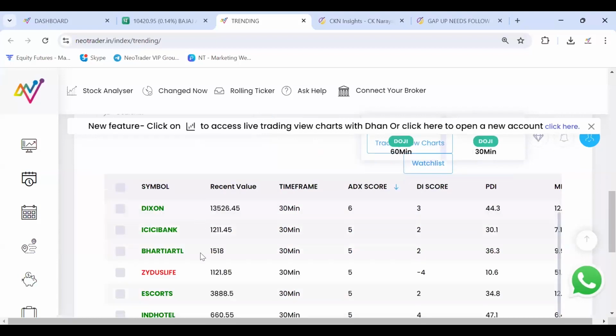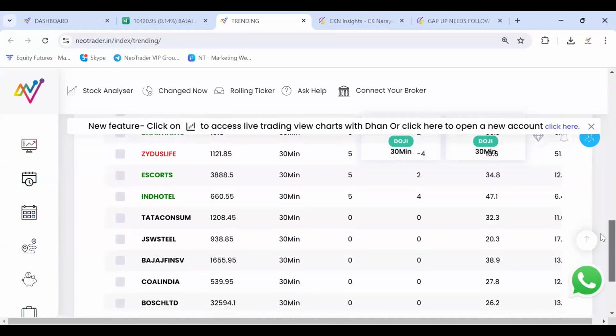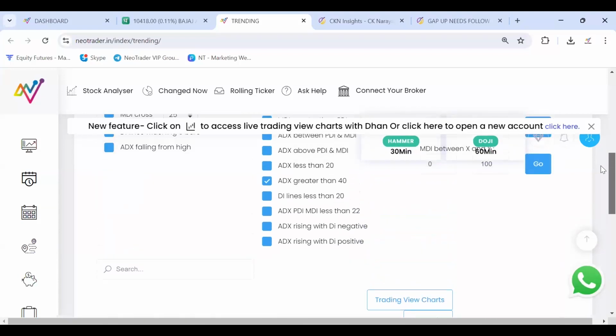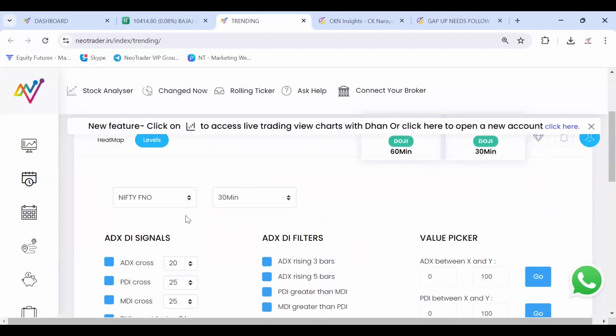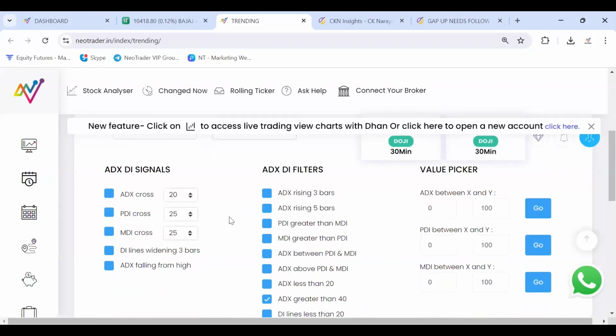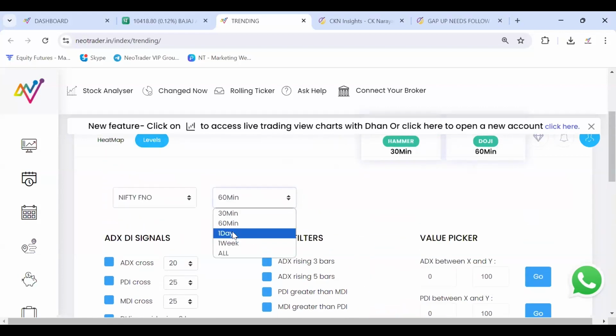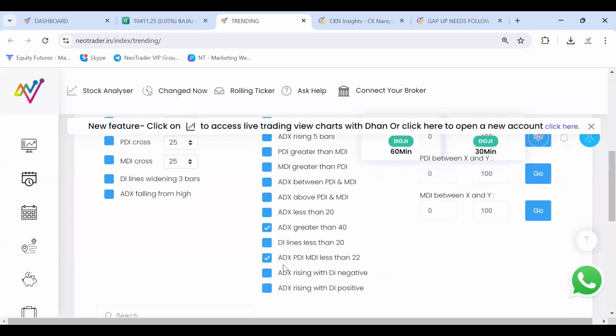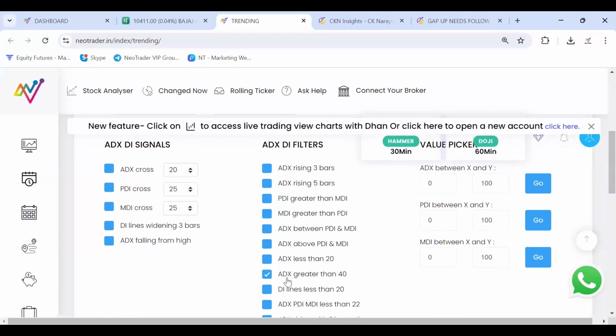So what does it say? It lists down all the stocks where the ADX is greater than 40. That means that the stocks are in a very good trend, right? Now, here, what you will try and see is where the ADX, positive DI and negative DI are less than 22. So right now, on a 30-minute, I don't have anything in that space. On 60-minute also, and in daily, there are no stocks where all of these are less than 22. This is one scenario. Now, what I will do is where the ADX is greater than 40.